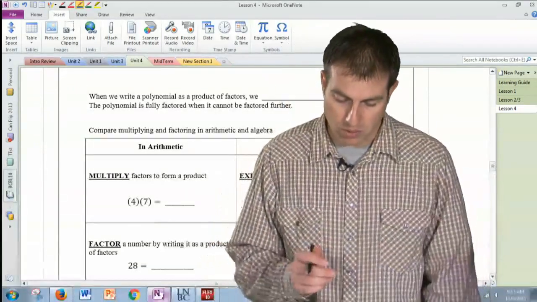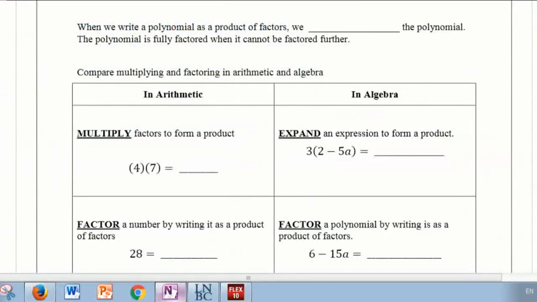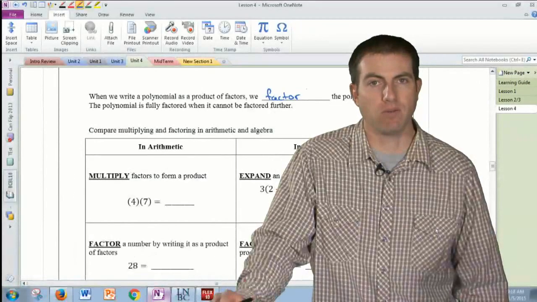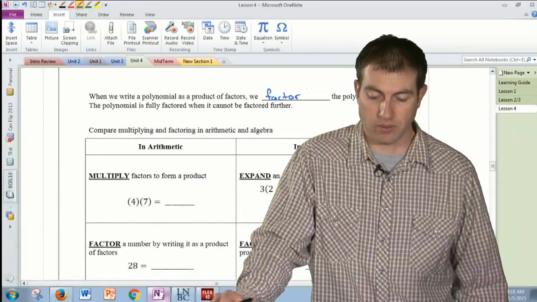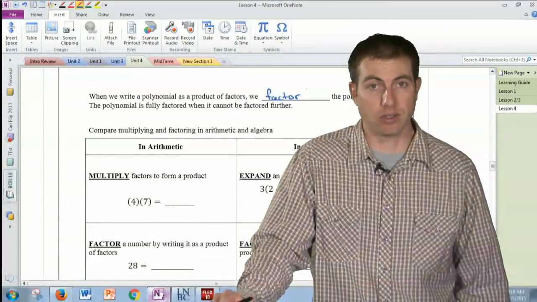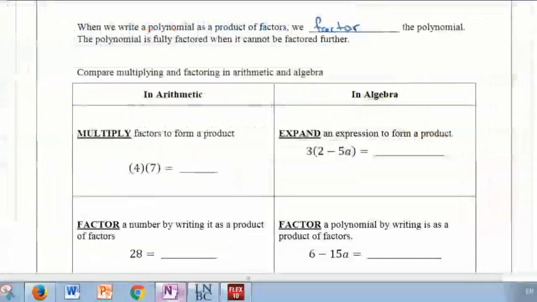When we write a polynomial as a product of factors, we factor the polynomial. So we're going to spend some time talking about factoring. So in arithmetic, if we were dealing with just numbers, if we had 4 and 7, we multiply those together. That would be a product, multiplication product, both the same thing. 4 times 7 gives us 28.